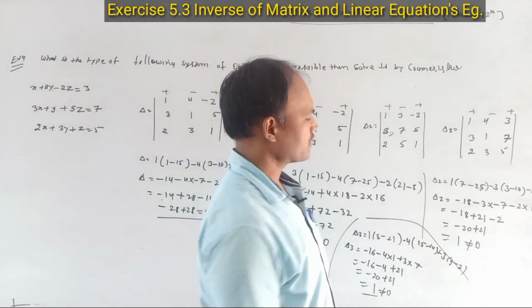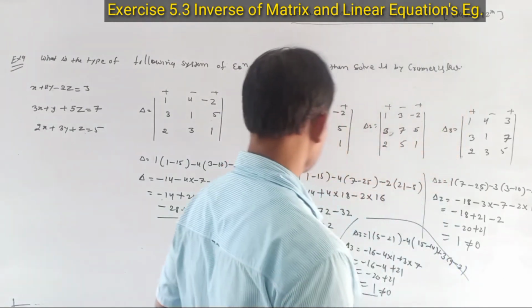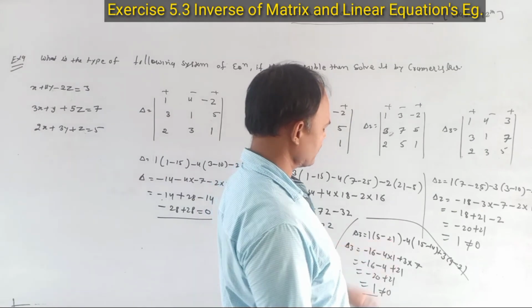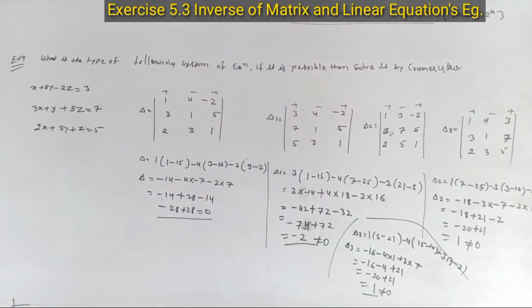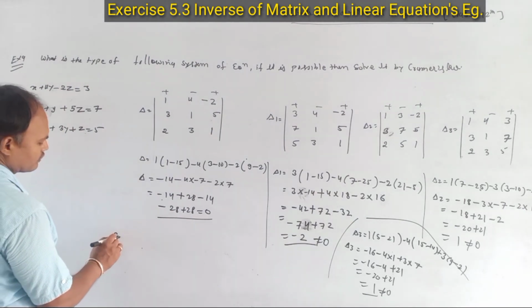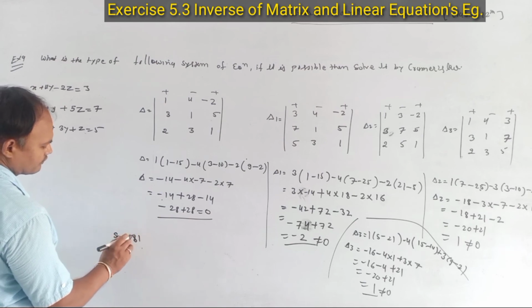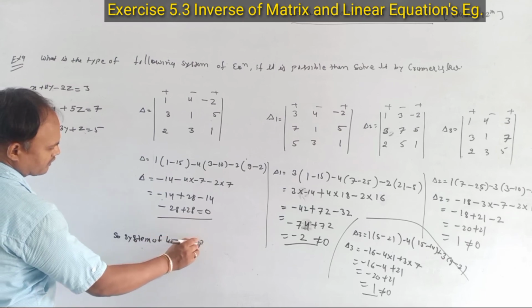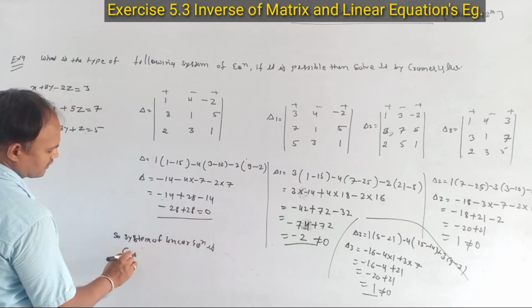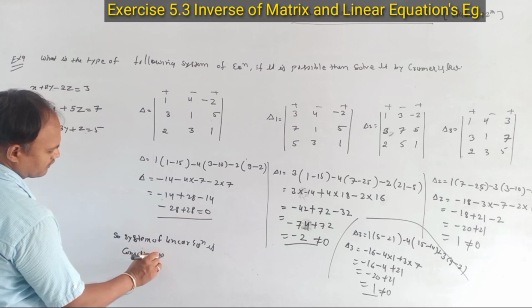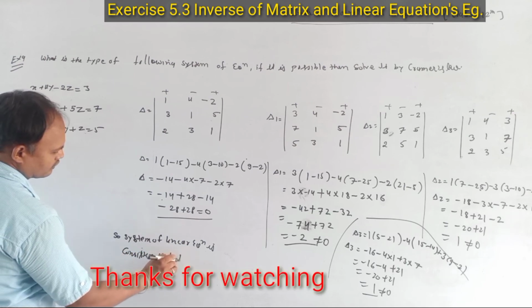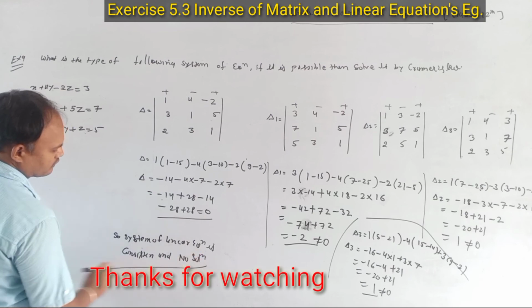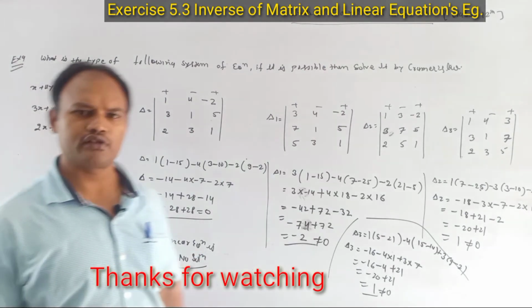So look at here, the results are displayed: it is minus 2, 1, and 1. Now we can say that the system of equations is inconsistent and a solution is not possible. So the system of linear equations has no solution. Okay students, because delta equals 0, so we can't find the value. Okay, it is clear.